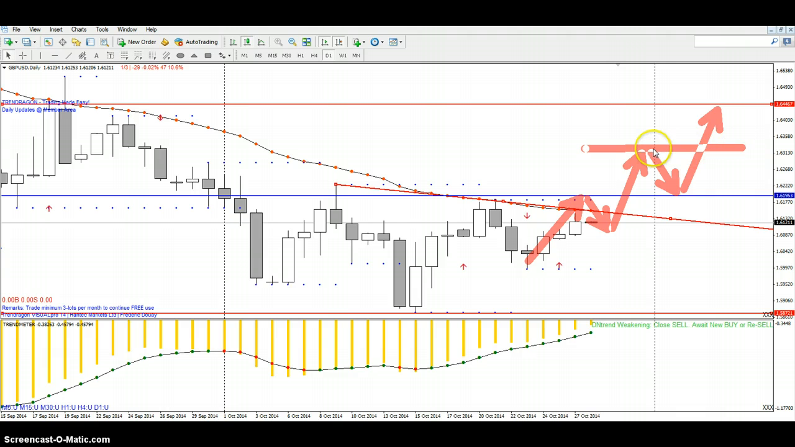Or you can also enter after the pivot point here, which would be a triple confirmation on that. If that happens, you will see the trend meter turn green, which would give you an extra indication, and also the price at that point would be above the trend dragon trend line.